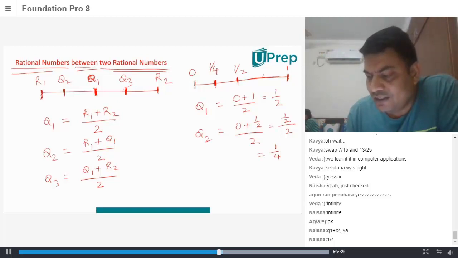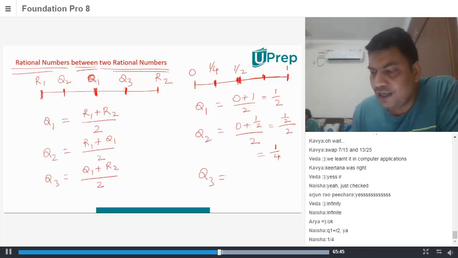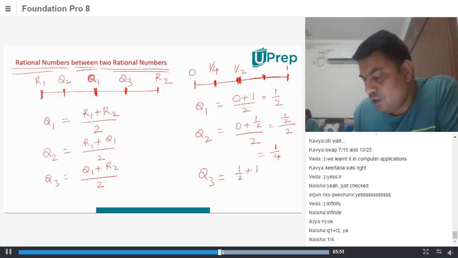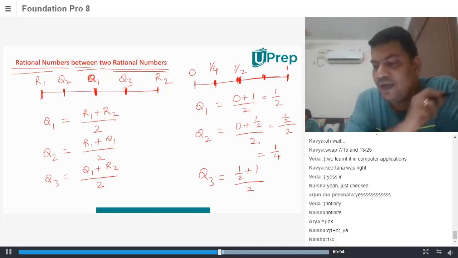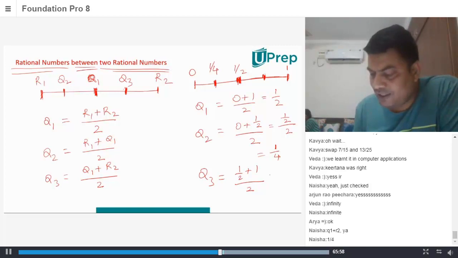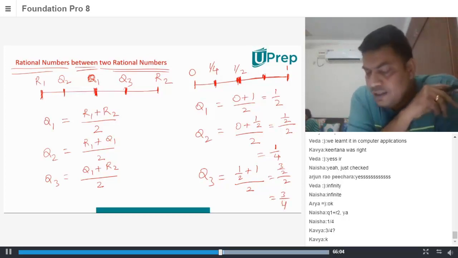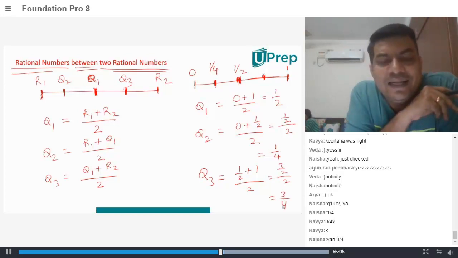So similarly, can you get this number quickly? So what is your Q3 now? Calculate Q3. Q3 will be a mean between 1 by 2 and 1. Calculate 1 by 2 plus 1, whole divided by 2. What will that be? That will be nothing but 3 by 2 whole divided by 2. That is 3 by 4. Okay. So you can keep on calculating like this.